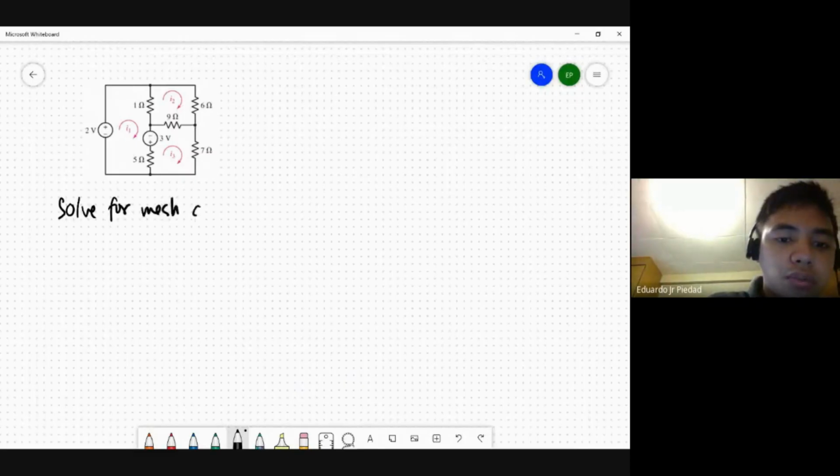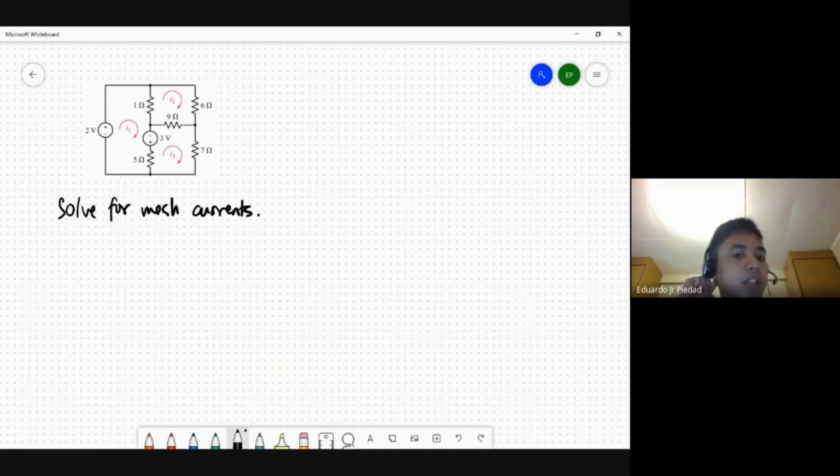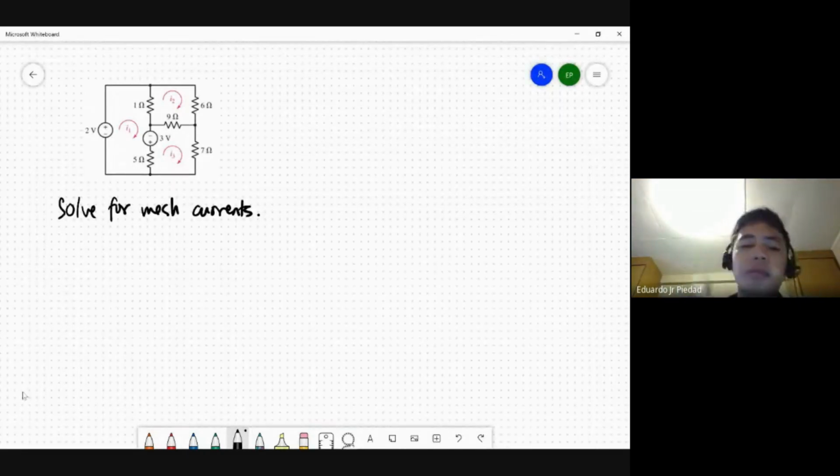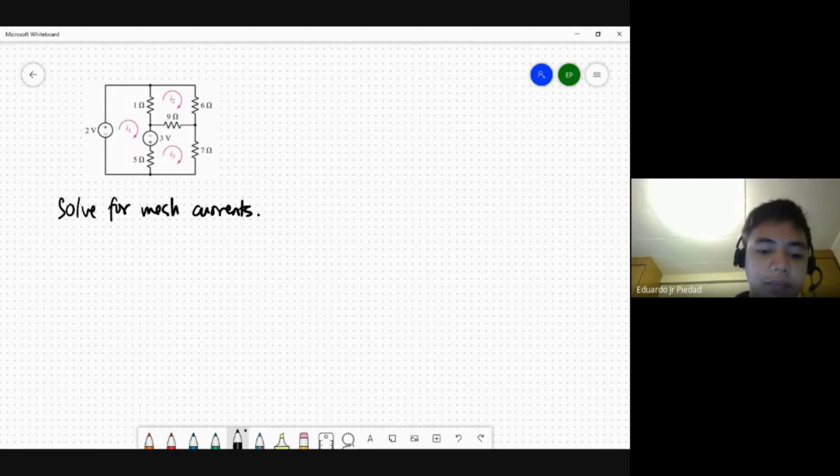Today we're going to solve for the three currents you see in the circuit: I1, I2, I3. Some of the problems will not give you the loops, so follow the steps for the mesh currents.